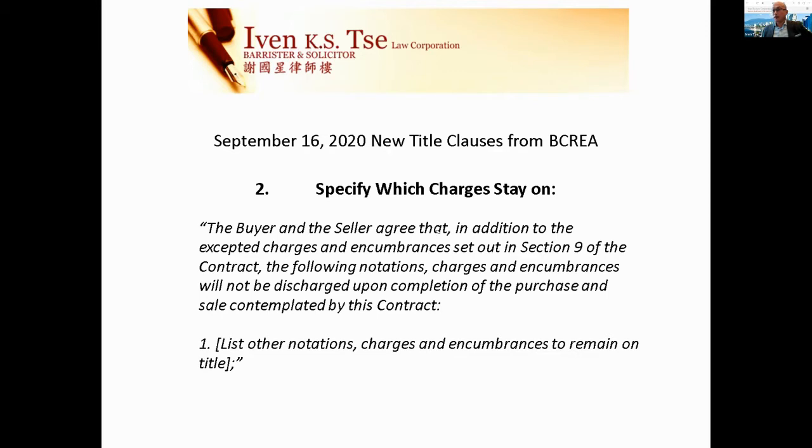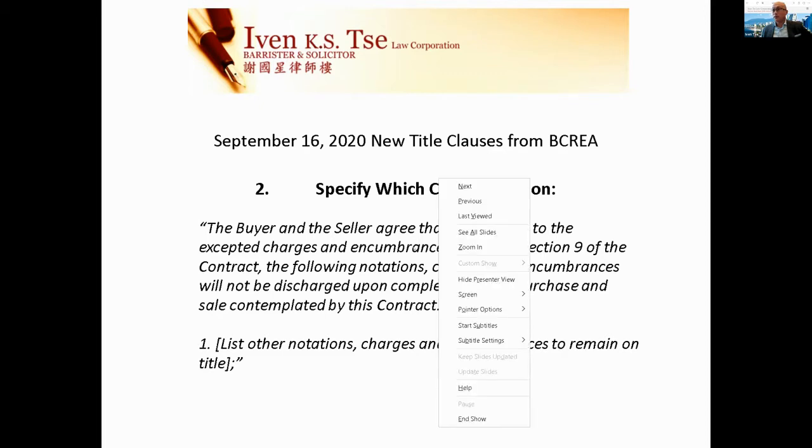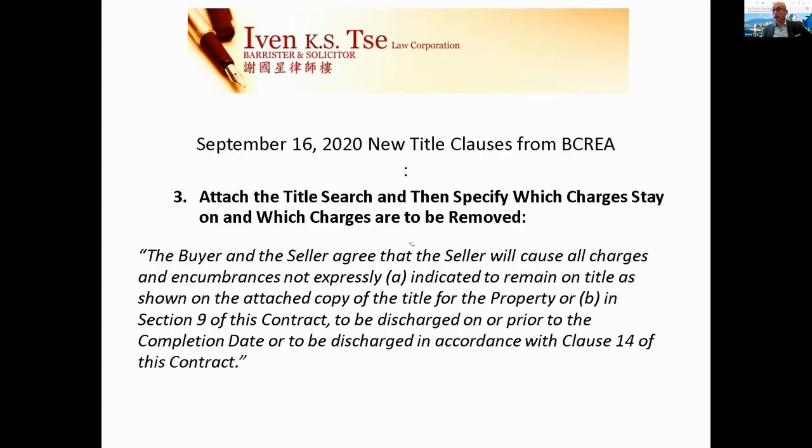That's if you really know your stuff, and you know your title search and what's inside it, and what needs to be in and out. Another way to do it is to attach it and then talk about which ones stay on and which ones are to be removed. So then you put this clause in: they are to be discharged in accordance with clause 14 of this contract.